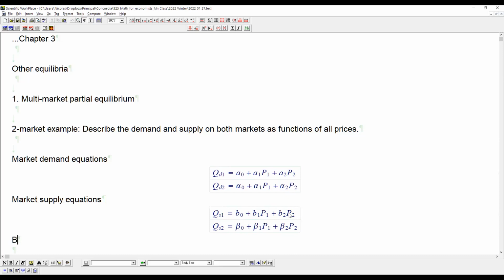So in this way, all market demands and supply may be affected by all prices. Now I need some equilibrium conditions. So what equilibrium conditions do I need?